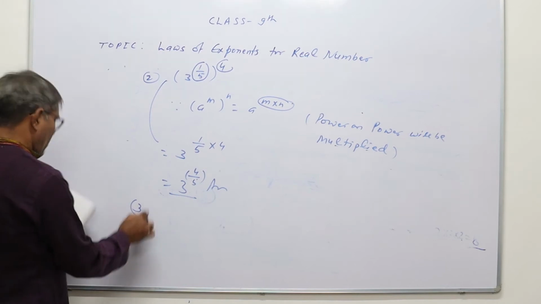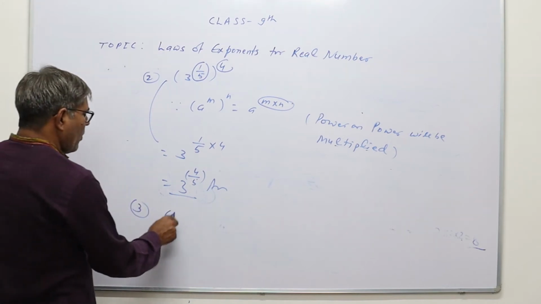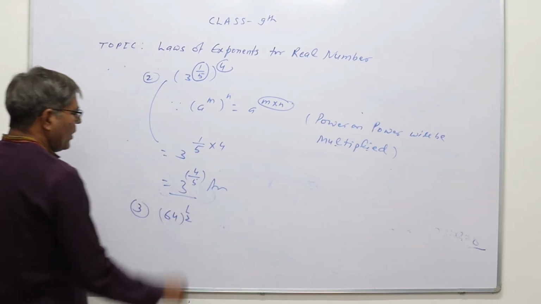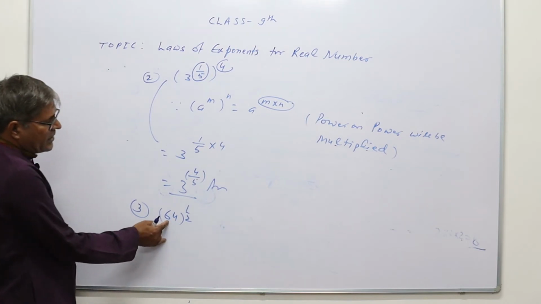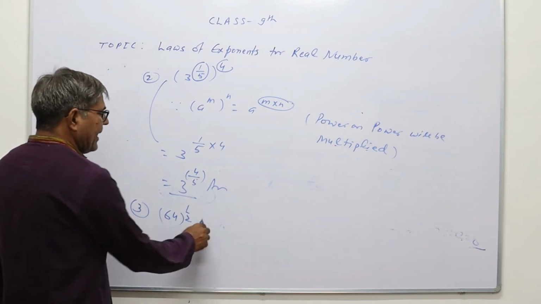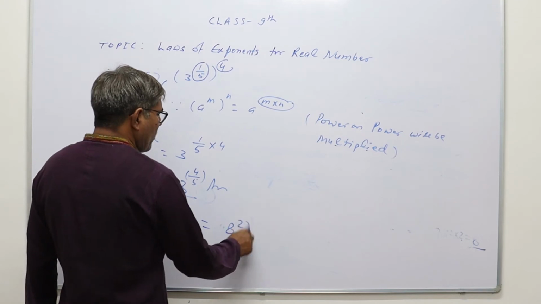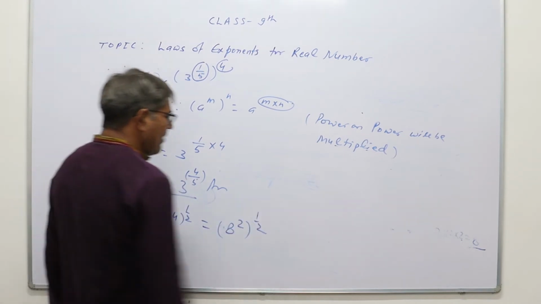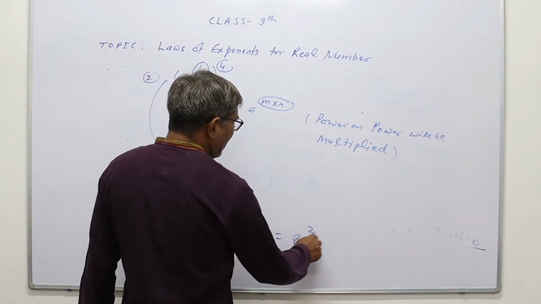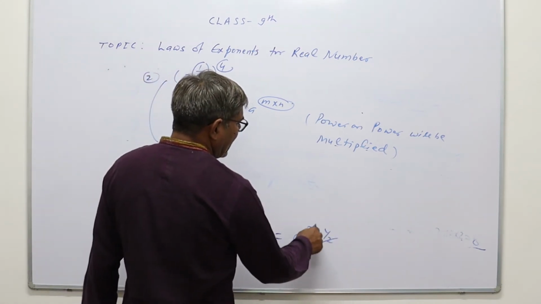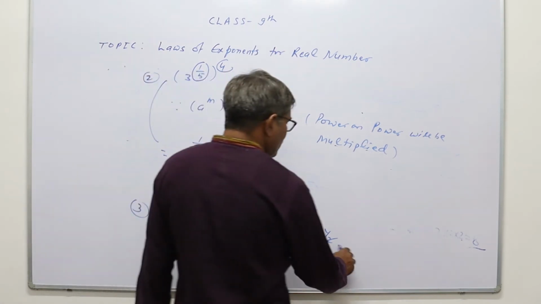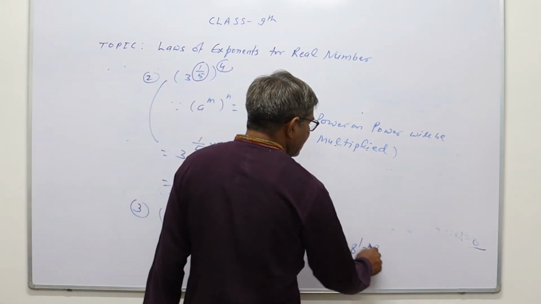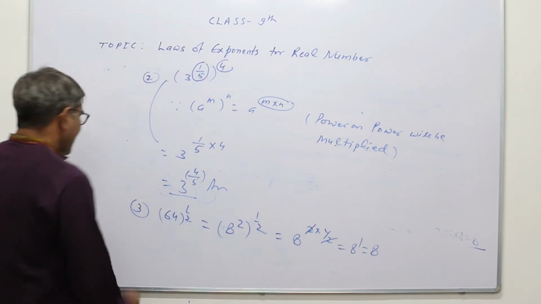Find the value of 64 whole power 1 by 2. So how can we write 64 in power? It can be written as 8 square whole power 1 by 2. Now power on power will be multiplied. So 8 power 2 into 1 by 2. See, this 2 will be cancelled out. So remaining 8 power 1, that is equal to 8. Next question.